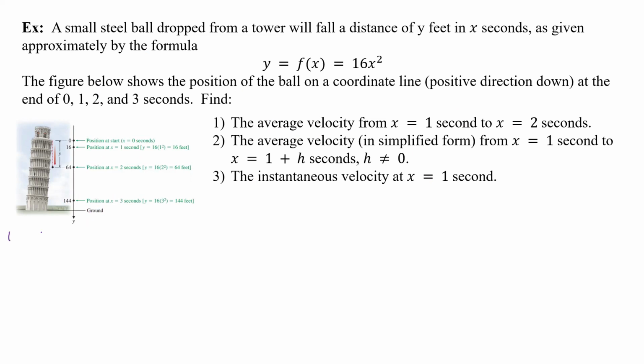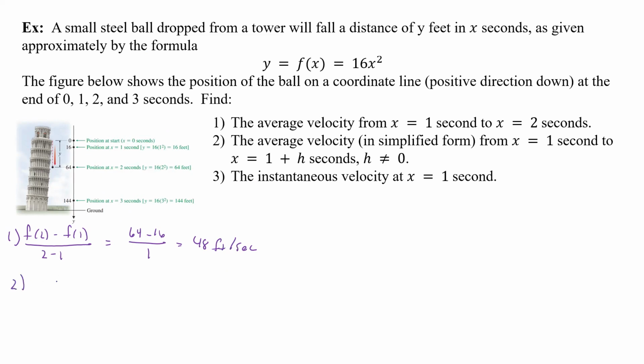The first thing is, for part one, we're going from 1 to 2. So we take f of 2 minus f of 1, all over 2 minus 1. Well, f of 2 is 4 times 16, so that's 64, minus f of 1, which is 16, over 2 minus 1, which is 1. That's 48 divided by 1. So the answer is 48, and our velocity is in feet per second. So that's our average velocity from x equals 1 to x equals 2 seconds.